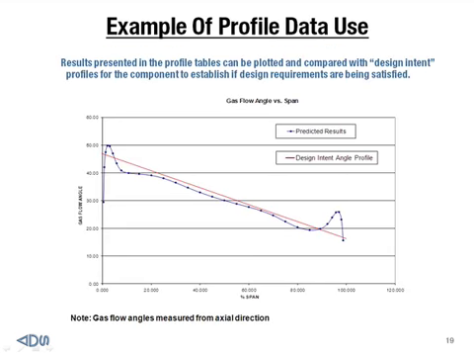The next chart here is just an example of plotting one of the parameters. And what has been plotted here is the relative gas angle going into the blade.